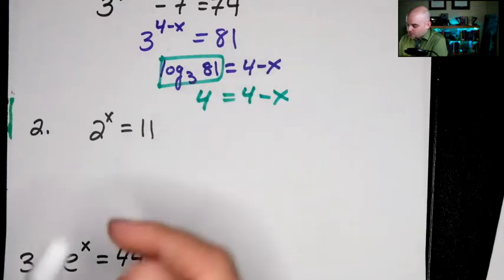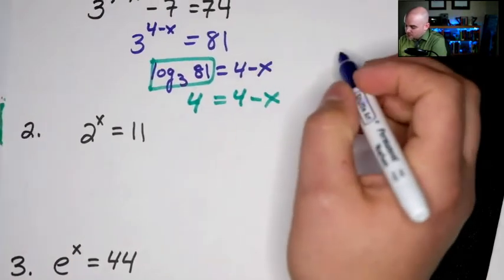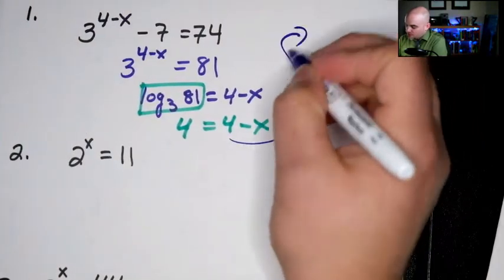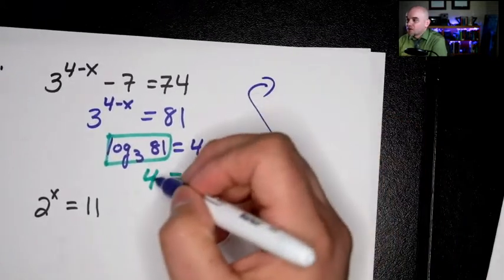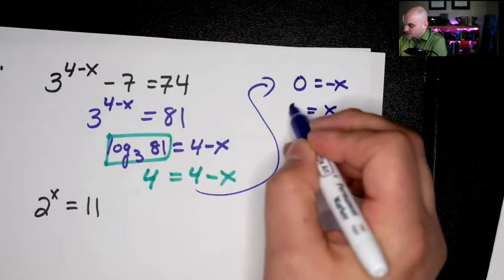I'm going to subtract 4 from both sides, and when I do, I get 0, right? 4 minus 4 is 0. I'm going to continue on up here because I wrote the next problem down below. 4 minus 4 is 0, so you get 0 equals negative x, or x is equal to 0.